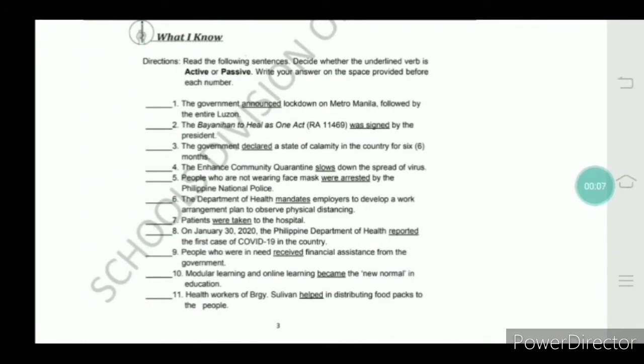On page 3, answer 1 to 15 of what I know. Let us read first the directions. Read the following sentences. Decide whether the underlined verb is active or passive. Write your answer on the space provided before each number. Let us answer number 1. The government announced lockdown on Metro Manila, followed by the entire Luzon. What do you think is the answer? Very good. The answer is active.